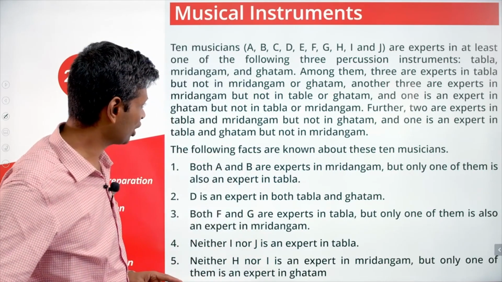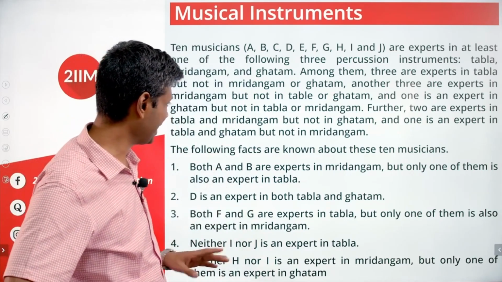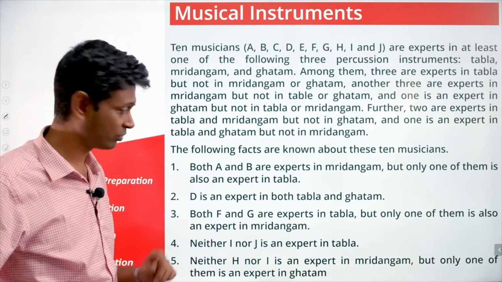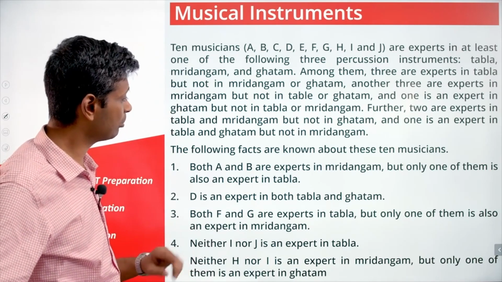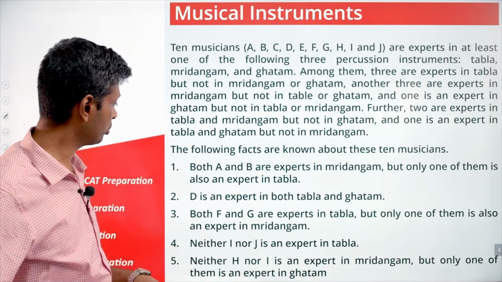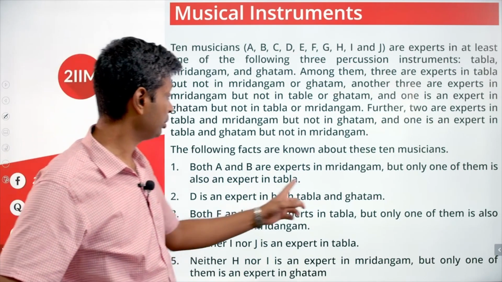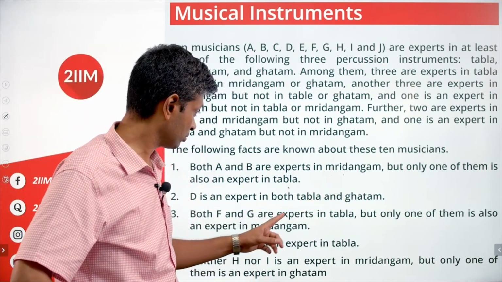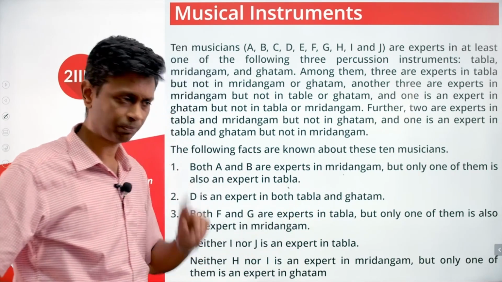So the following facts are known about these 10 musicians. A and B are experts in mridangam, but only one of them is also an expert in tabla. D is an expert in both tabla and ghatam. F and G are experts in tabla, but only one of them is an expert in mridangam also. A and B, mridangam, and one of them in tabla. F and G, tabla, one of them in mridangam.